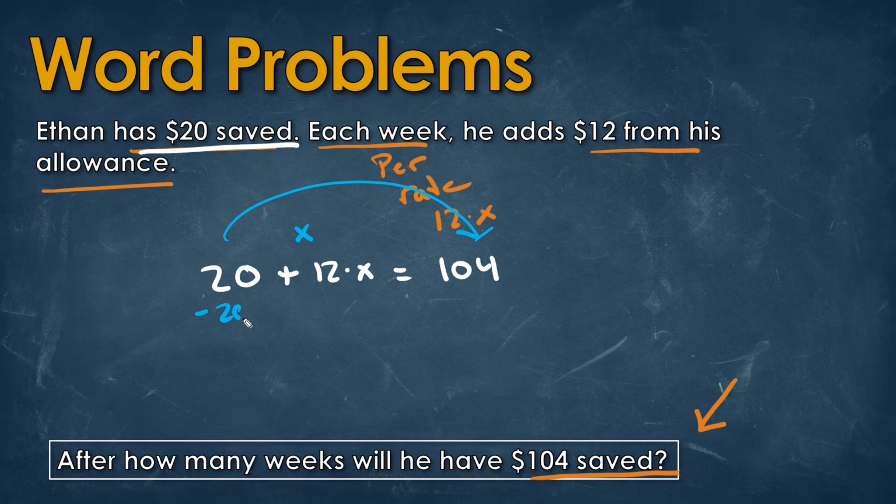So we're going to subtract 20 on this side, which means we subtract 20 on the other side. By doing that, the 20s are going to cancel out, so we're going to be left with 12x is equal to 84. If we divide by 12 on both sides, we're going to get that x is equal to 7.